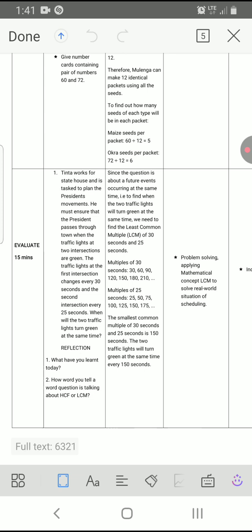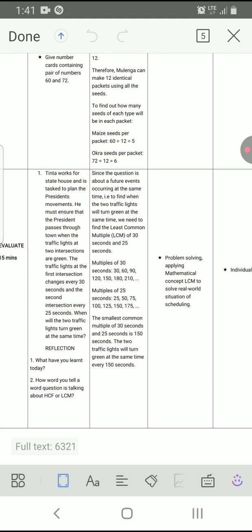So this question, since it is talking about a future event and finding when two or more events will occur at the same time, it means we need to find the lowest common multiple for 30 and 25, which we have found as 150. That is, after 150 seconds, that's when the two lights will turn green at the same time.